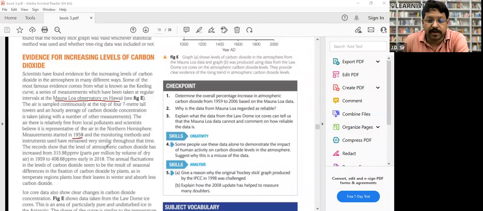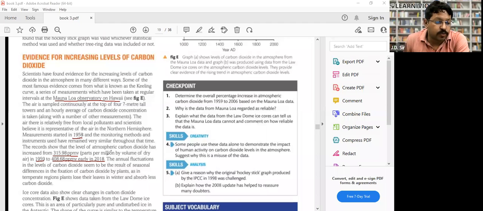They have kept the same kind of monitoring systems, right? They remain very similar throughout the same time. The records show that the level of atmospheric carbon dioxide has increased from 315.98 ppmv, parts per million by volume of dry air, in 1959 to 408.68 ppmv in 2018, right? So that's the variation that has taken place. Almost 80 ppmv of carbon dioxide increase.